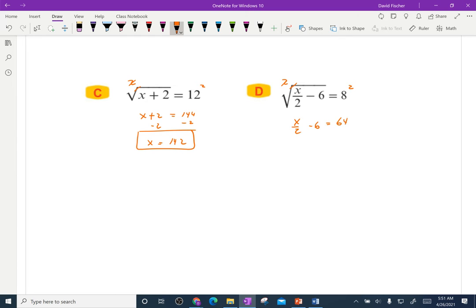I'm hoping that this part is pretty easy now that we add 6. 64 plus 6 is 70. Get rid of that 2. I want to multiply both sides by 2, and that gets us 140. So it's basically basic algebra, getting the x by itself after you get rid of the radical sign.